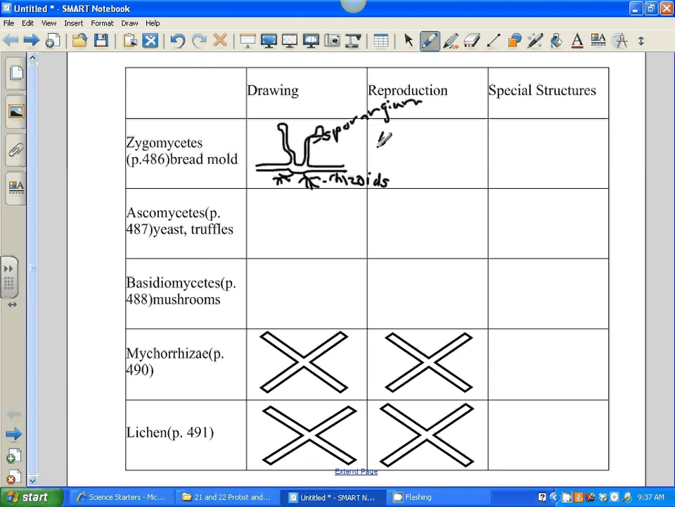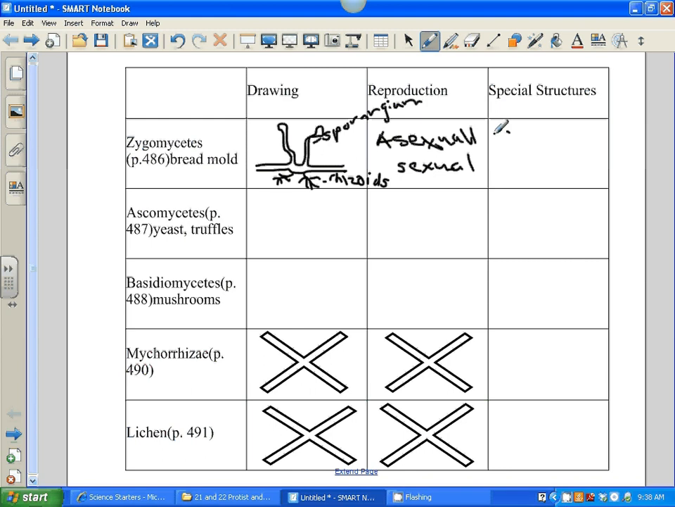The reproduction is asexual and sexual. From here on, if it is both, I will probably just write the word both. Reproduction is sexual and asexual. In fact, they do an alternation of generations as they go through. Many of them have an asexual reproduction stage and a sexual reproduction stage. They have haploid and diploid going on. The reproduction cycle is pretty complicated on these guys.